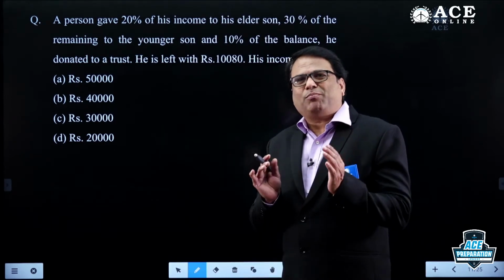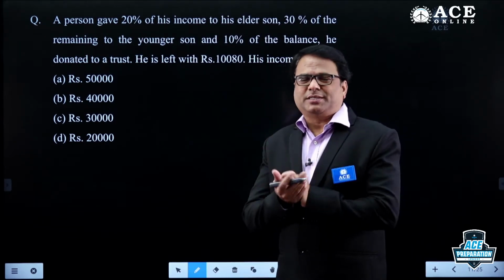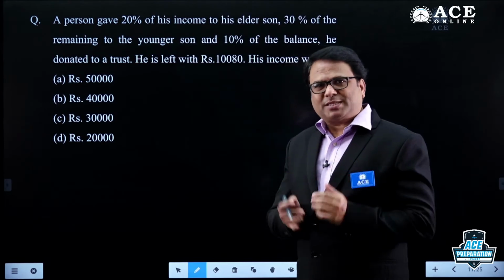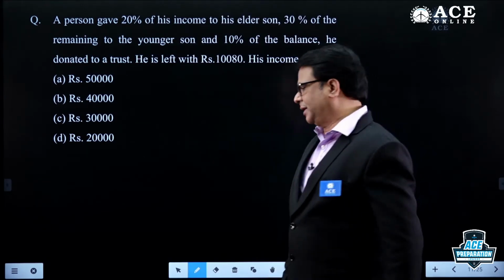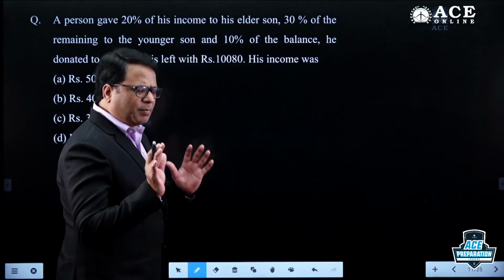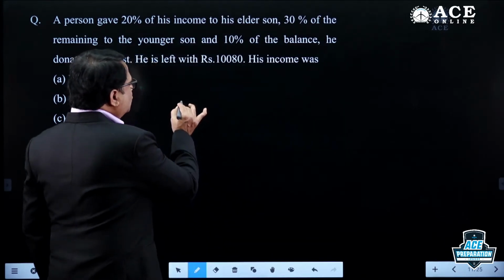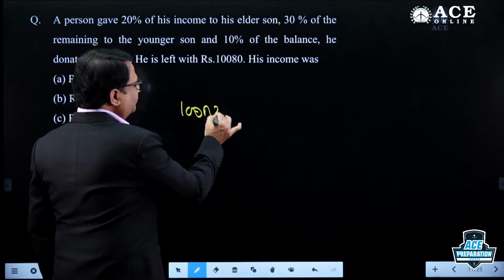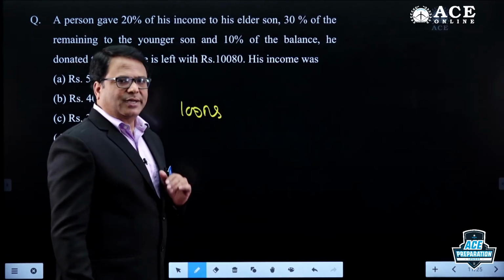Now, this is an example of successive decrease. Let us see step by step what happens in successive decrease. Let us do it by the simplest way possible. I assume his income is 100 rupees.